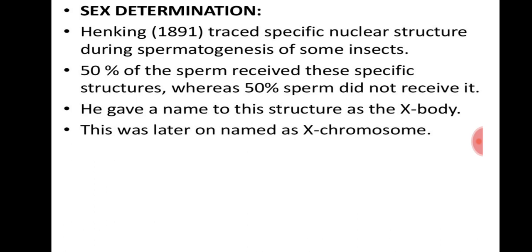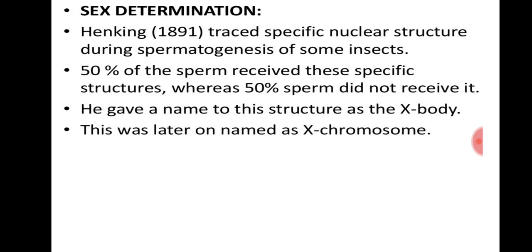The establishment of sex through differential development in an individual at the time of zygote formation is called sex determination. Henking in 1891 could trace a specific nuclear structure all through spermatogenesis in few insects. He observed that 50% of sperms received this specific structure after spermatogenesis, whereas the other 50% of sperms did not receive it. He named this structure as X body.